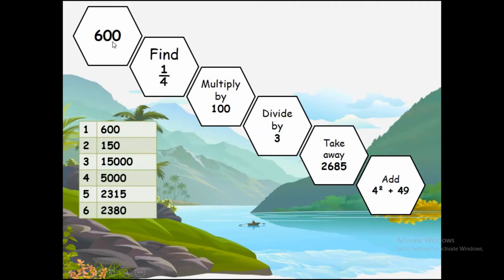So here we go, 600. We need to find a quarter, so we divide it by the denominator, which makes 600 divided by 4. Or you could do 60 divided by 4 is 15, so 600 divided by 4 must be 150, our known facts. And then we're going to multiply by 100. Now, if it's a number like 150, there are 2 zeros there. You just whack the 2 zeros on the end, multiply by 100. Then we're going to divide it by 3, which then takes us down to 5,000.